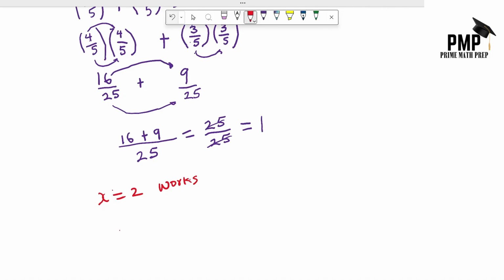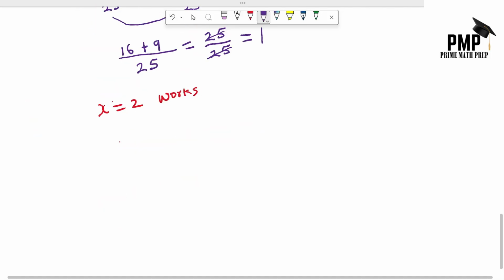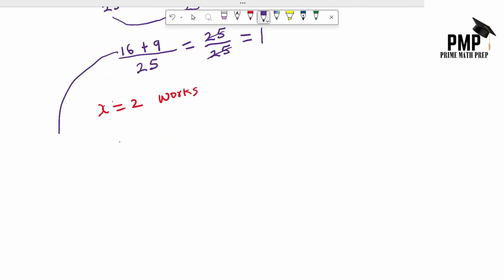Did you notice something? Remember Pythagoras? Look at this numerator: 16 and 9. Their sum gives us 25. Remember our Pythagoras? This is a classic case of a Pythagorean triple.